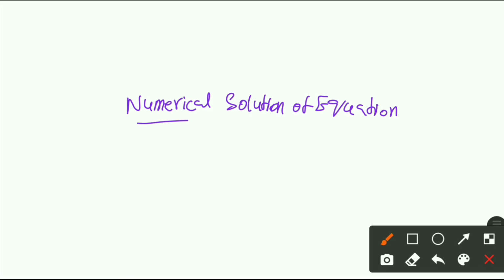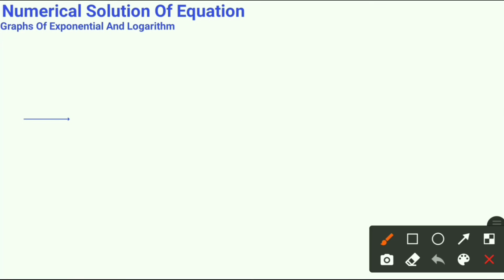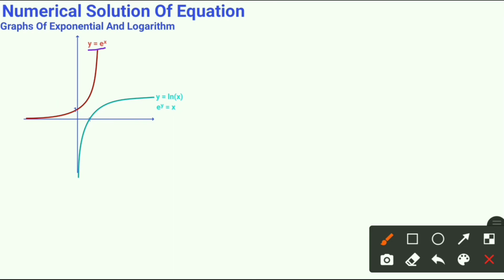And now we're going to move to the next topic, and the next topic would be numerical solution of equation. So let's go and numerical solution of equation. And let's begin. Numerical solution of equation, graph, exponential, and logarithm. This is the exponential, this is the logarithm.